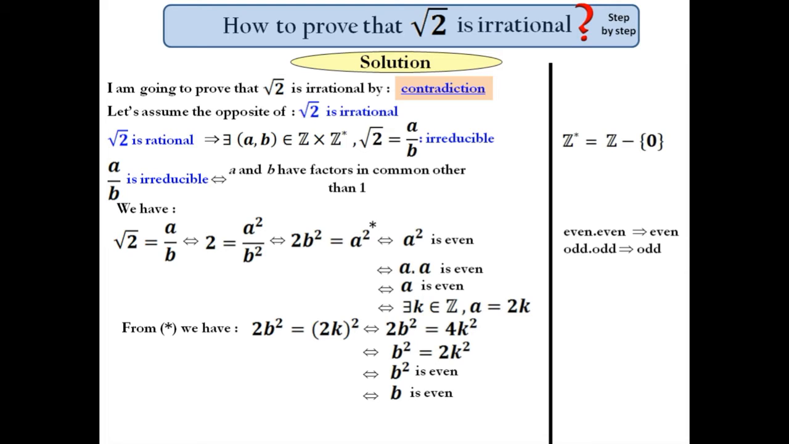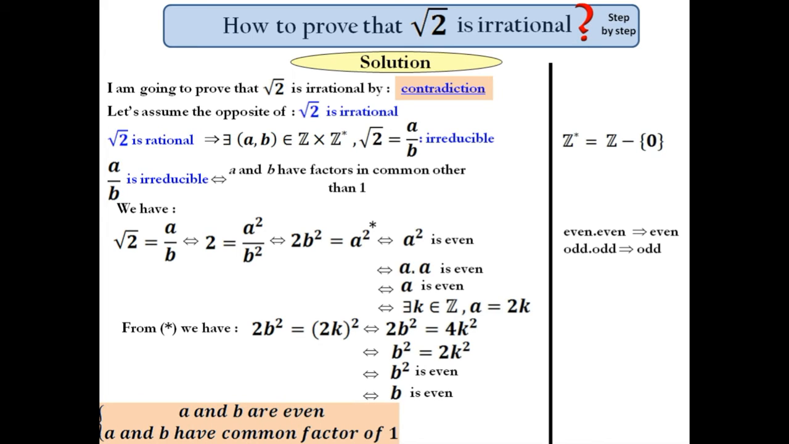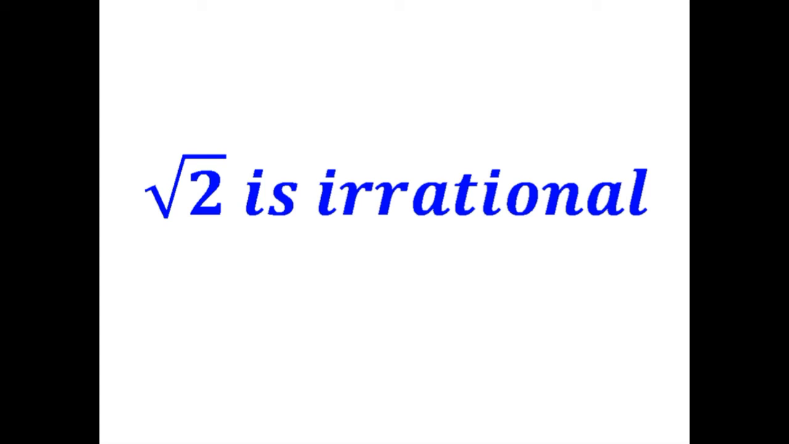We assumed in the beginning that a and b have no common factors other than 1, and we found at the end of our work that a and b have 2 as a factor. So here is our contradiction. The square root of 2 must be irrational.